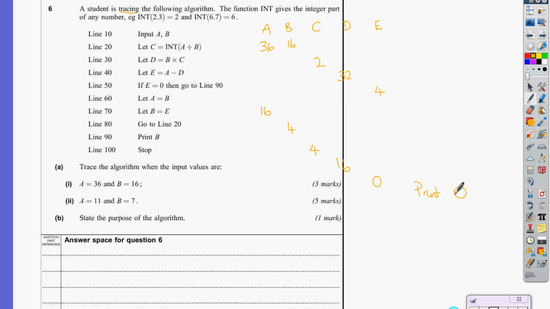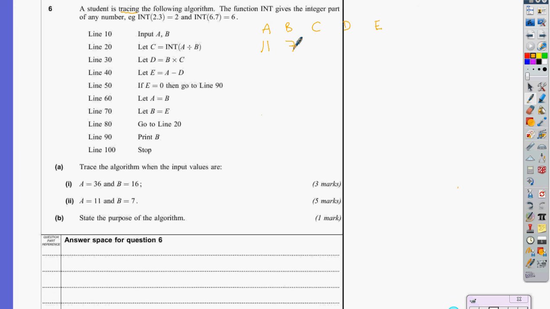And that's the answer. Oh no, not B. B, what was B? The last B was 4, so print 4. And that's the answer. Okay. Done that once, let's have another go. I'm going to get rid of all this. We'll start again, because we know we're using the same thing. It's going to have the same base tracing table. So here we go.